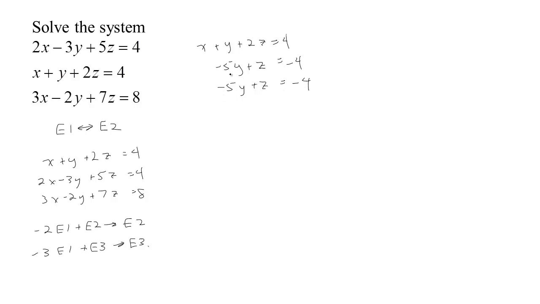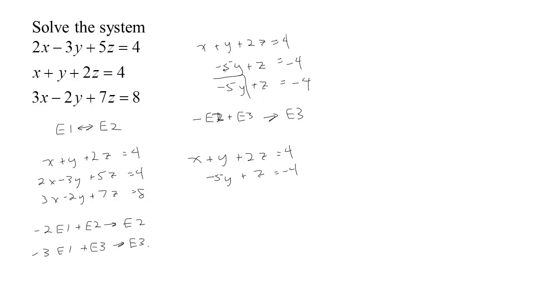We have a negative 5y here. We want to eliminate that negative 5y there, so we should take negative 1 times equation 2 and add it to equation 3 to get a new equation 3. So I'll just recopy my first equation, and I'm not changing my second equation, so I'll recopy that as well. And now I'm going to take negative 1 times the second and add it to the third.